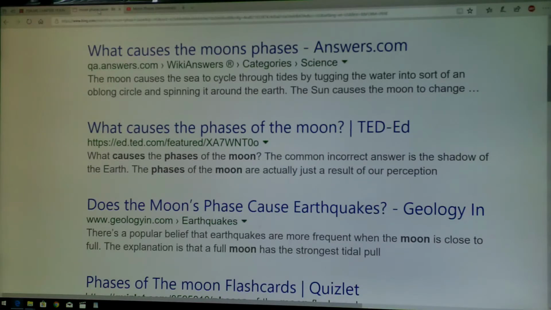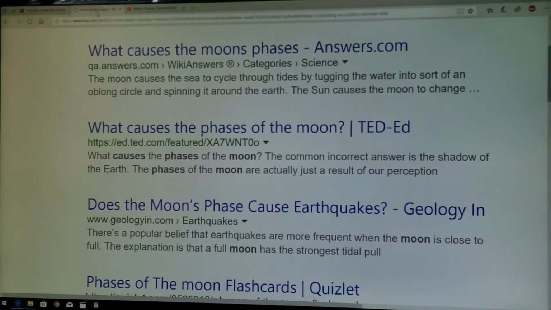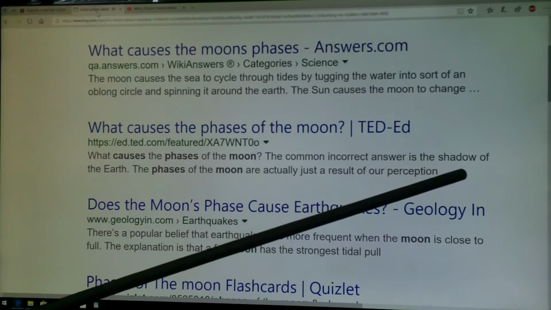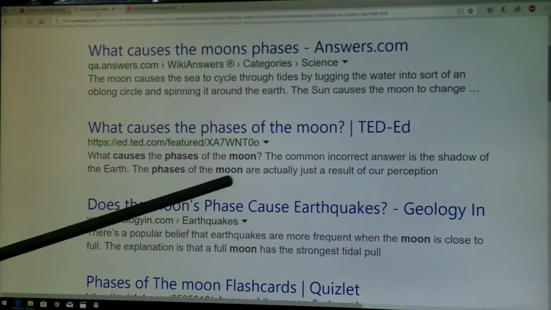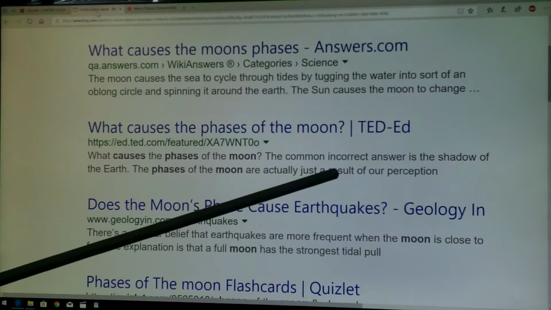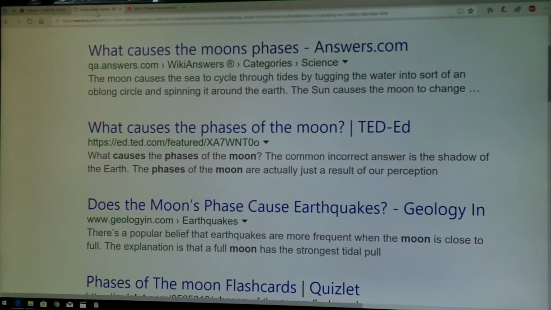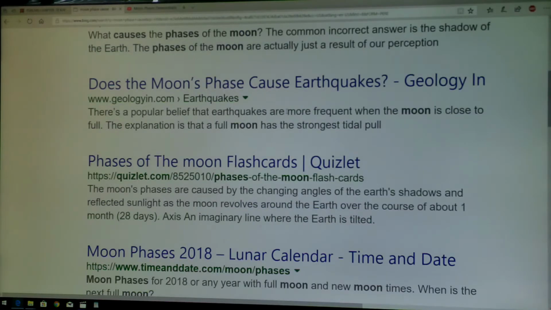Okay, now, moon phases. What causes moon phases? So let's see. What causes phases of the moon? The common incorrect answer is the shadow of the earth. Let me read that again. The common incorrect answer is the shadow of the earth causes moon phases. So that's the common incorrect answer according to the teachings of the Western civilization.